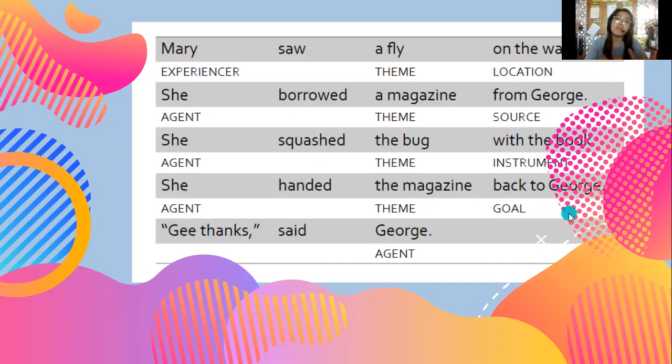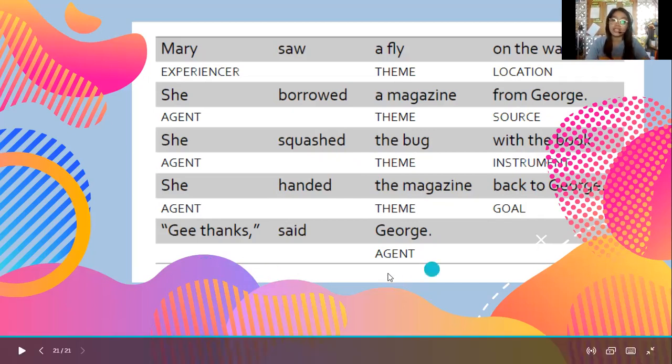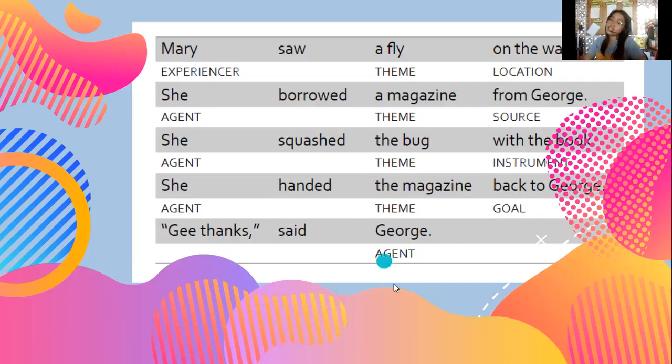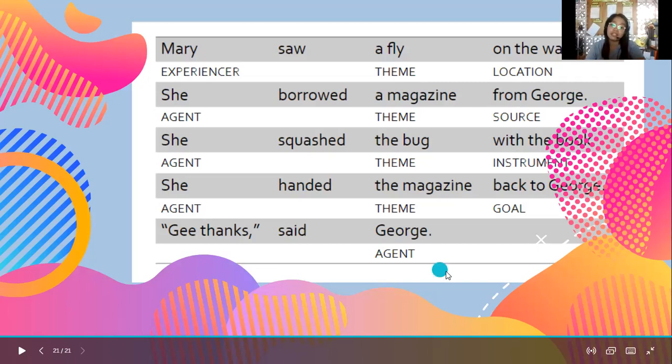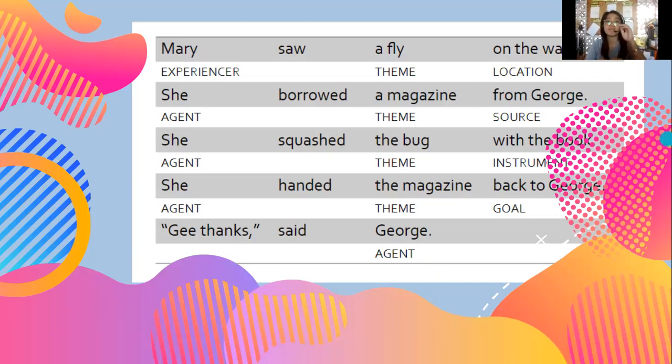Not all of our semantic roles necessarily need to be present. For example, here there is only one semantic role, which is the agent. Gee, thanks, said George. The agent is the only role presented here. So again, the roles for semantics are the agent, the theme, the experiencer, the location, the source, the goal, and the instrument.